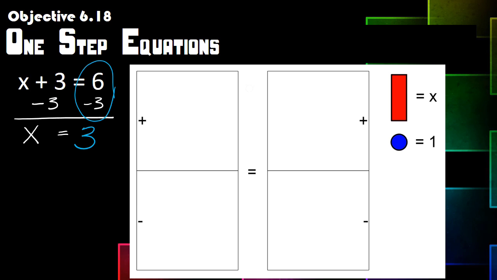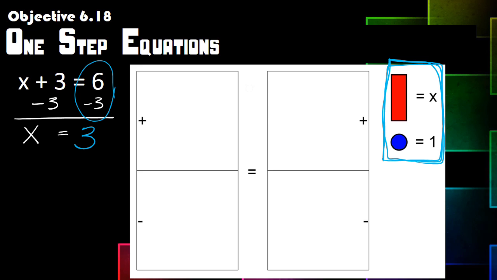So here's how this would look if we drew out a model. What we were given right here is called an Algebra Mat. With this Algebra Mat, there are a few things that we need to identify before we get started. Anytime you're given some kind of model, you're always going to have the key. The key will tell you what everything means. Here our key tells us that this red rectangle, or we'll just draw rectangles, is equal to the variable x. And anytime I draw a circle, it will be equal to 1.